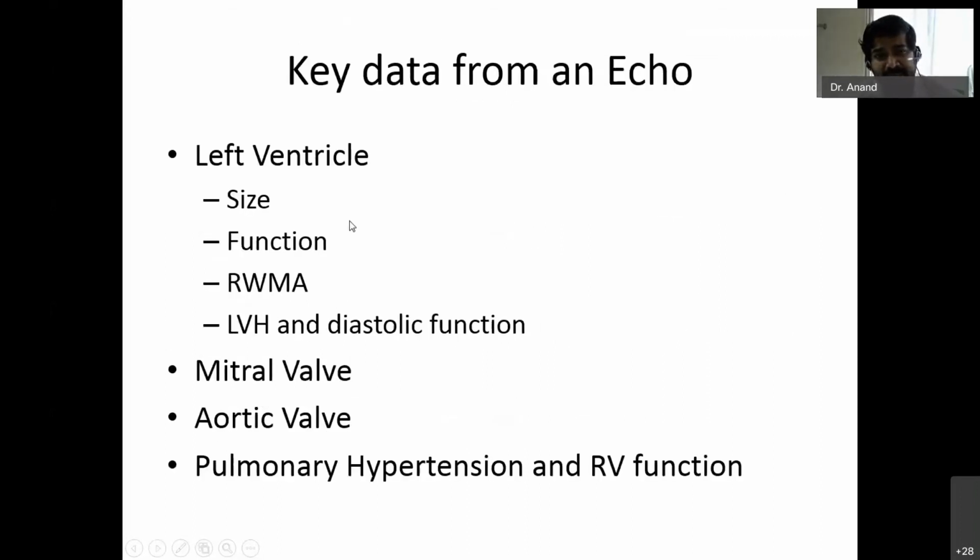I'll keep it simple as far as the echo report is concerned. The key things you need to know about are, most importantly, the left ventricle size and function; if there is evidence of regional wall motion abnormality, which we will talk about; evidence of LVH and diastolic dysfunction; at least a basic idea about the mitral and aortic valve; and evidence of right heart failure and pulmonary hypertension.